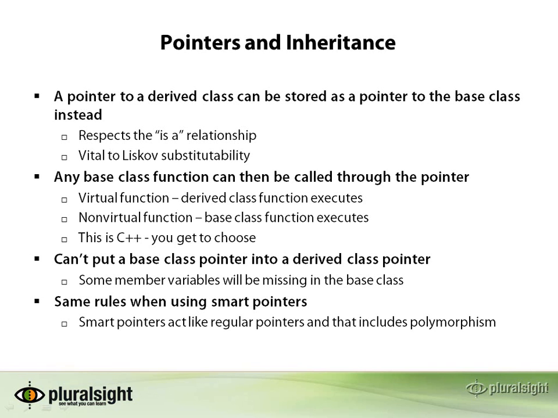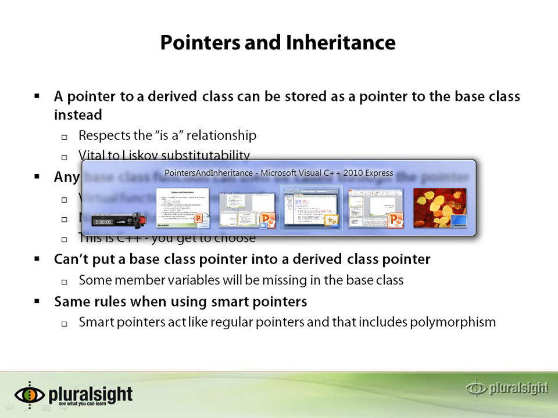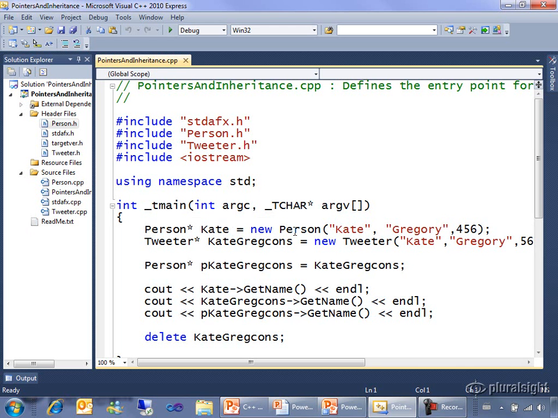We've been using the person and tweeter hierarchy throughout this material. Let's use it again. Here I have a very simple console app that's going to create some pointers to person objects and tweeter objects, and it's going to make a bunch of method calls on those pointers.